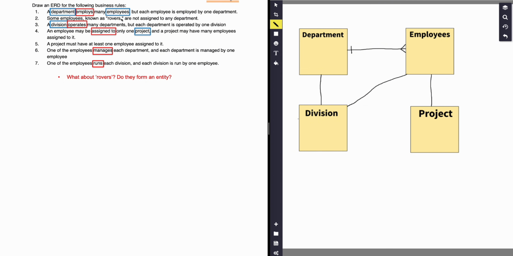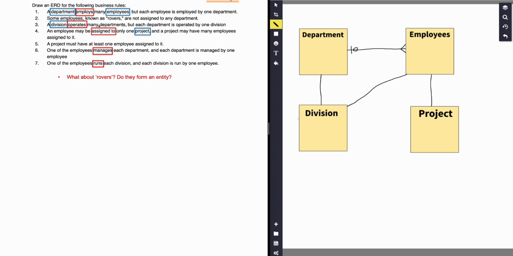So some employees known as rovers are not assigned to any department. So that means that some employees are not assigned, which means there's a zero relationship with the department. So as you can see here, the participation is 0 for some of the employees. That's what it says there with the rovers. So rovers is not necessarily an entity. All it is, it's just a descriptive word that's describing that the employees don't actually have to belong to a department. So there's some employees that may not belong to a department, but each employee that does belong to a department, they only belong to one.